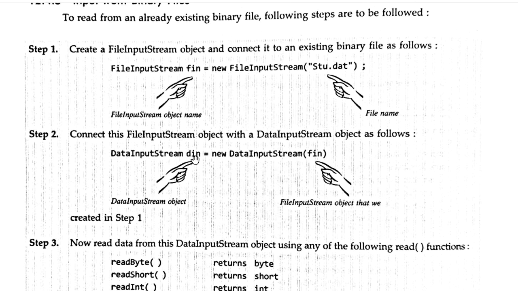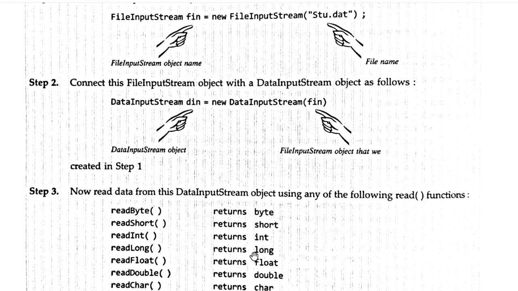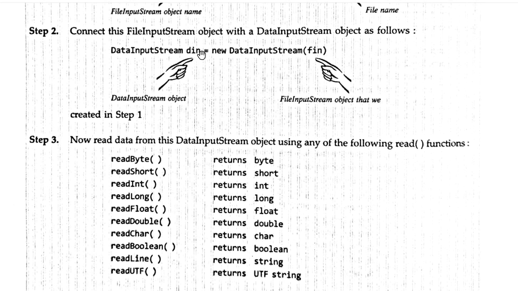Then DataInputStream object name equal to new DataInputStream, with the FileInputStream object as parameter. It connects the FileInputStream object with the DataInputStream. Now in the DataInputStream class we have these functions to read data from the file. readByte to read byte data, readInt to read integer data, and it returns that int value only. So these are non-void functions.